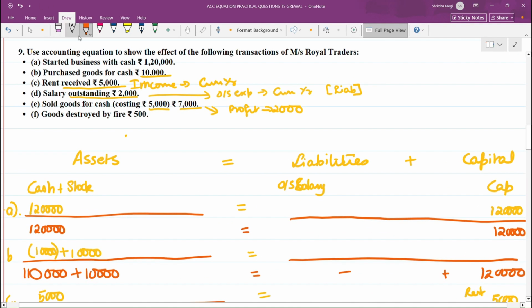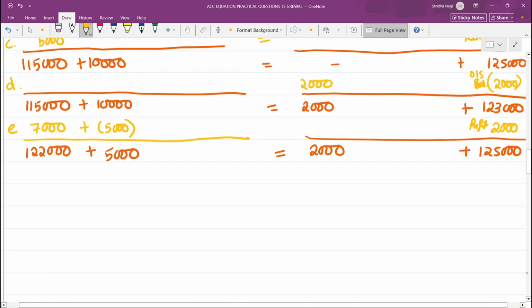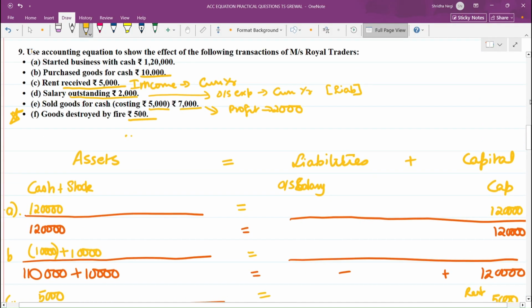Now the last one, which is again a very different one. Goods destroyed by fire 500. This means your goods stock has decreased by 500. By how much? By 500, and it is a loss. It is a loss, right? So it will affect the capital account. This is a loss, so it will affect the capital account.